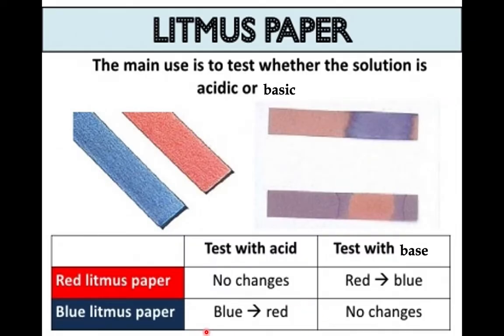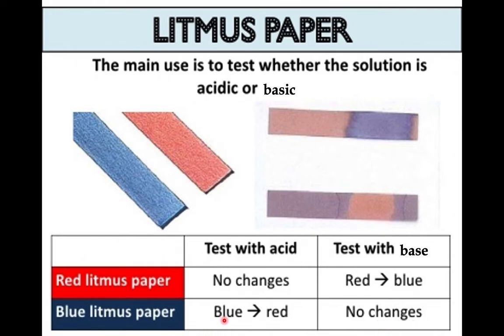Litmus paper will always be red when exposed to acid. So we'll take blue litmus paper. If we expose it to acid and it turns red, that indicates that we're dealing with an acid. If we take red litmus paper and expose it to base, it will turn blue. So red litmus paper turning blue indicates a base, and blue litmus paper turning red indicates an acid. If we take red litmus paper and expose it to acid, we get no change because it's already red. Same deal with the base: if we take the blue litmus paper and add base, we don't see a change.